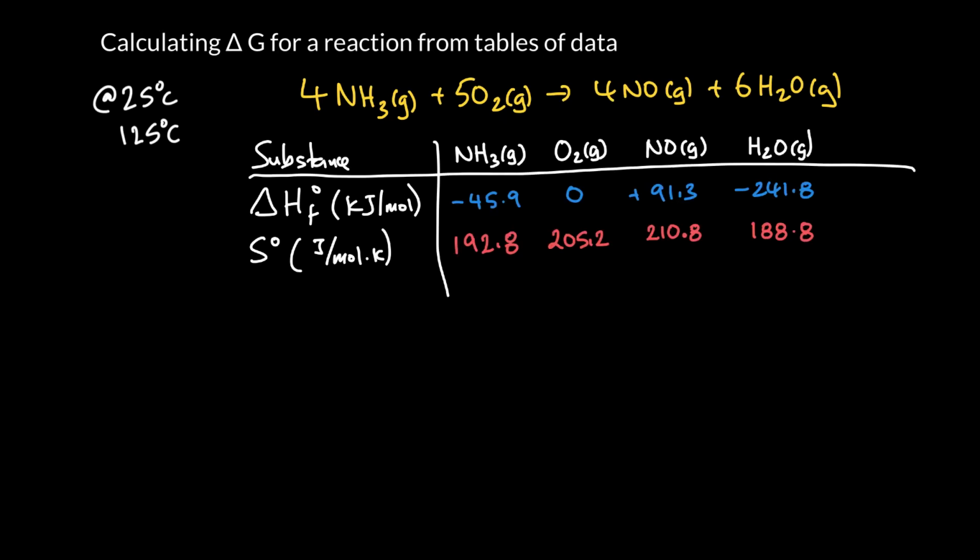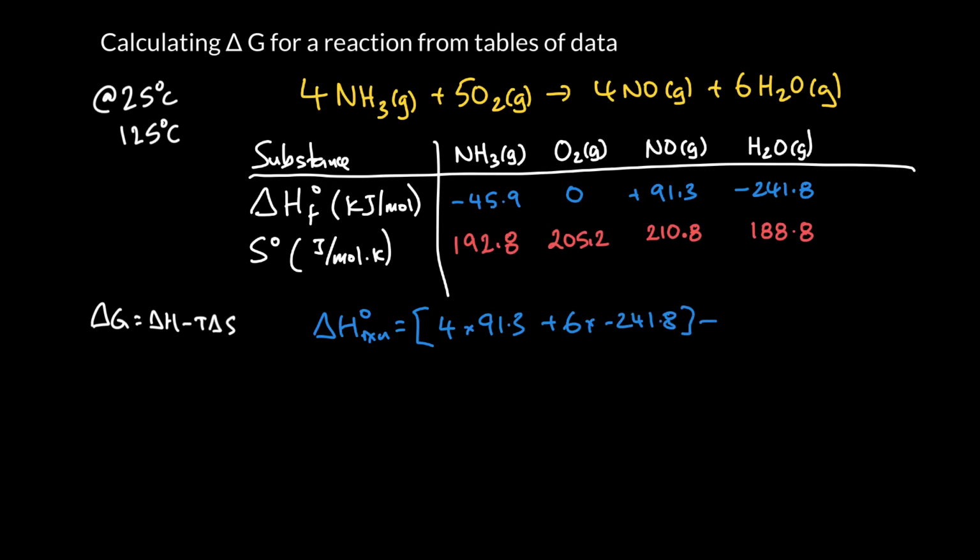Phew, that was fast. Okay, so let's calculate delta H of reaction, because remember, to calculate delta G, I need delta H minus T delta S. So I can go ahead and switch to blue. Delta H of reaction is the sum of the heats of formation for products minus reactants. So what do I have here? I've got 4 NOs that are 91.3 apiece. I've got 6 waters, so that is 6 times minus 241.8. The negatives here will get you.